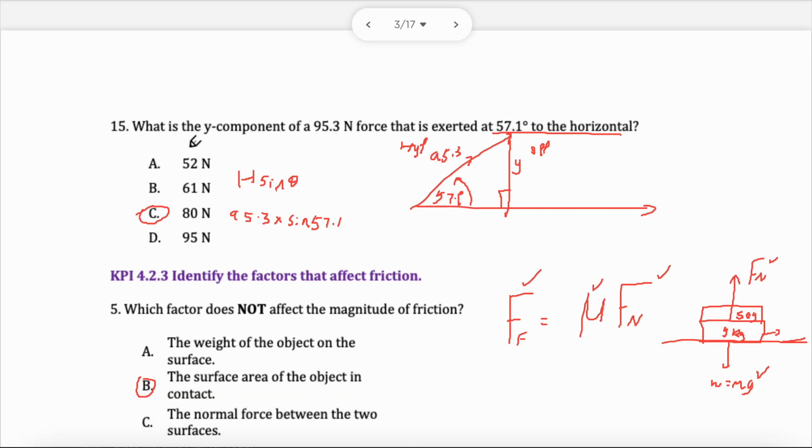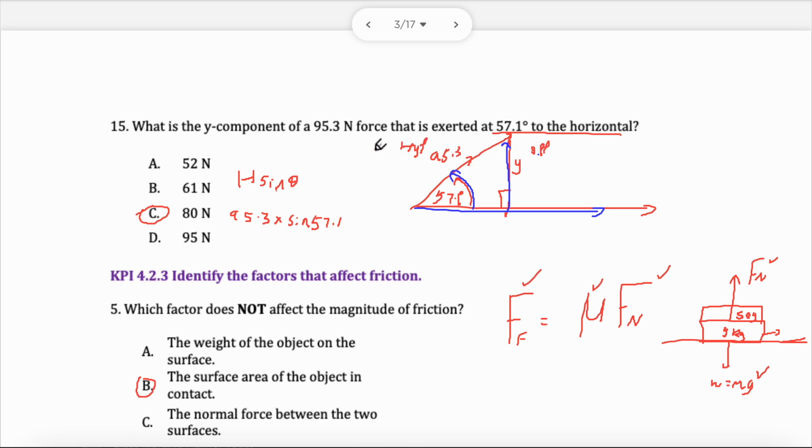Moving on to this one, we're trying to find the y component of a 95.3 Newton force at an angle to the horizontal. If I draw my horizontal, it is like this. My angle comes up something like this. And all I need to do now is find the y component, which is up here. The y component, that's my opposite. This is my hypotenuse.